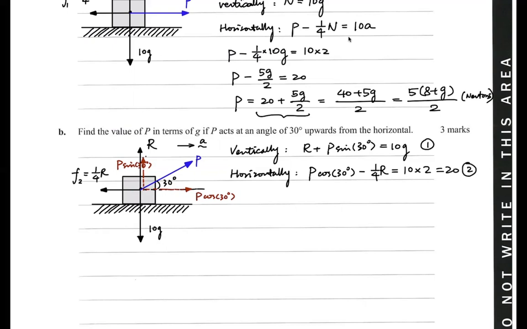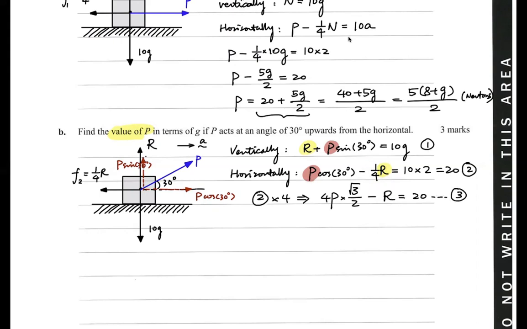Now let's try to find the value of P. In this system of two equations, we have two letters, R and P. So we just need to find the value of P, which means we need to eliminate the letter R. Let's look at the second equation. If you take a look at the coefficient here, it's a fraction. We are not happy with the fraction here, so we just multiply equation 2 by 4 to obtain 4P times half root 3, which is cosine 30 degrees, minus R equals 20. And that's my equation 3.